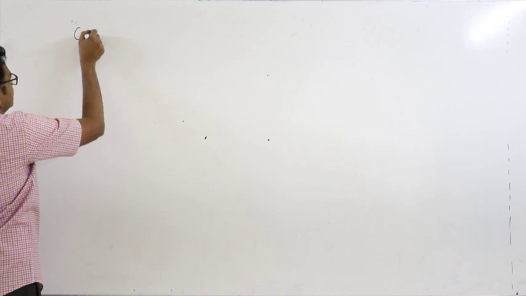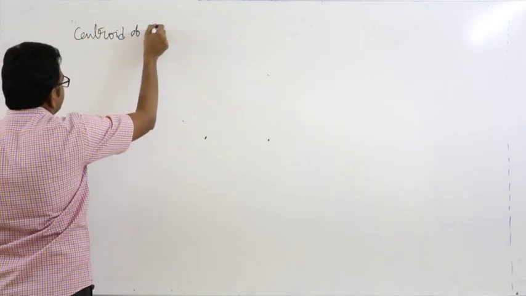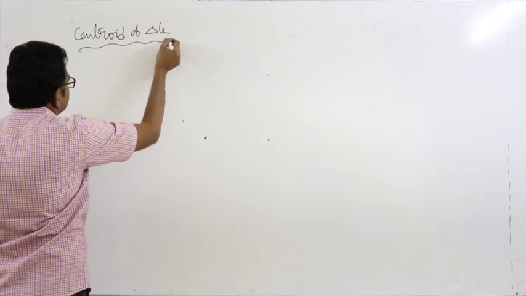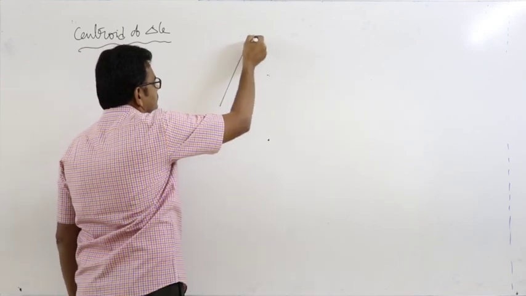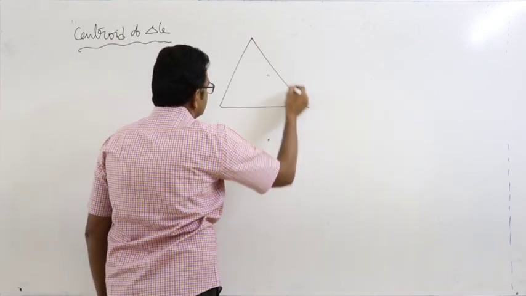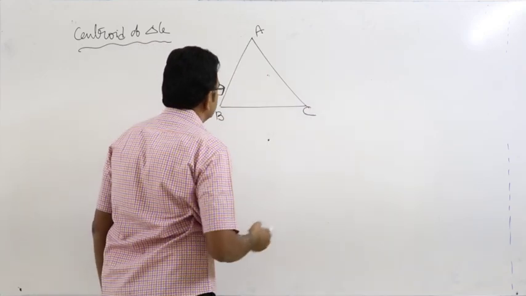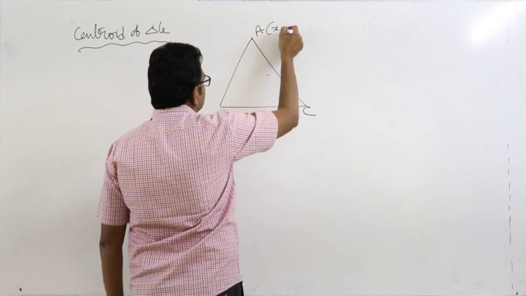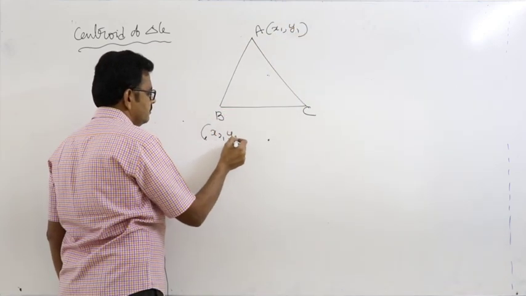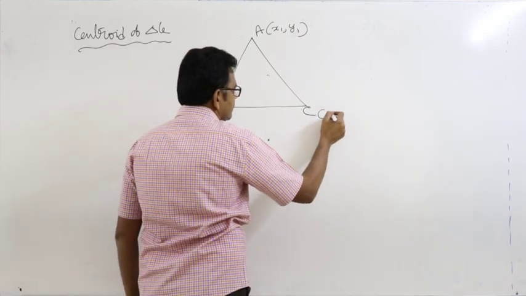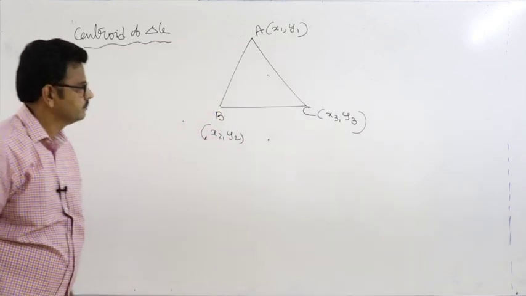Next one, centroid of triangle. Centroid of triangle. So, this is A, B, C are three vertices. This is x1 comma y1 and x2 comma y2, x3 comma y3 are the vertices of triangle ABC.